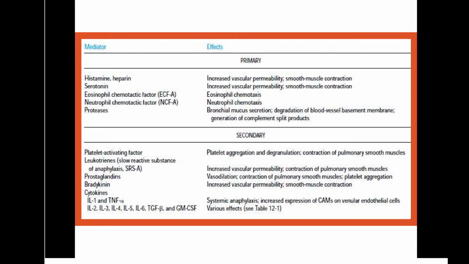The secondary mediators appear under the action of the primary mediators. They are platelet activating factor, which causes platelet aggregation and degranulation.